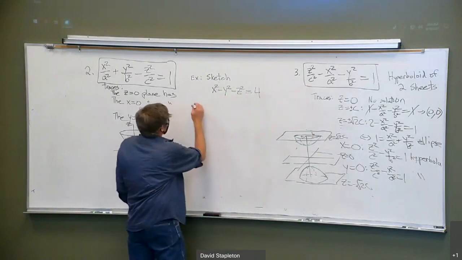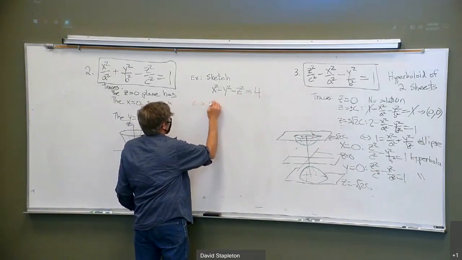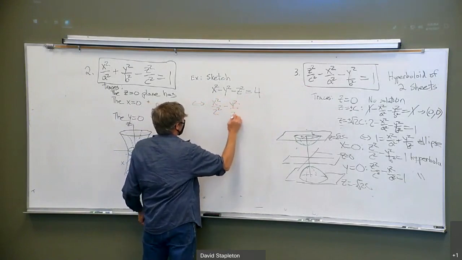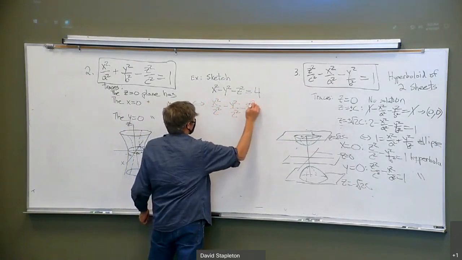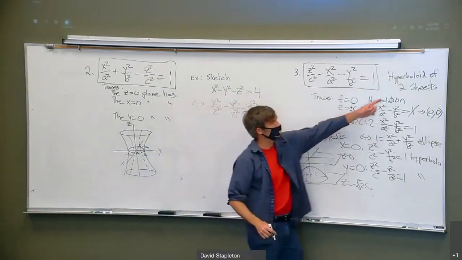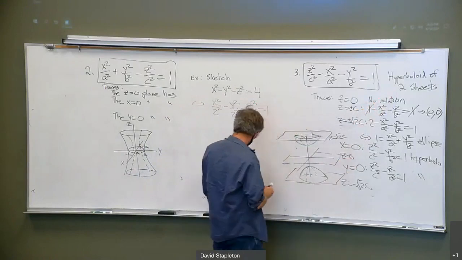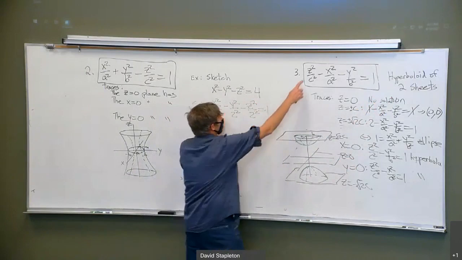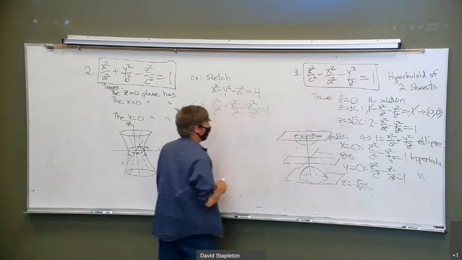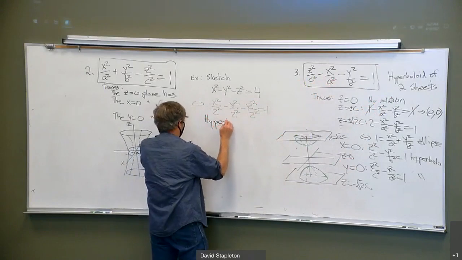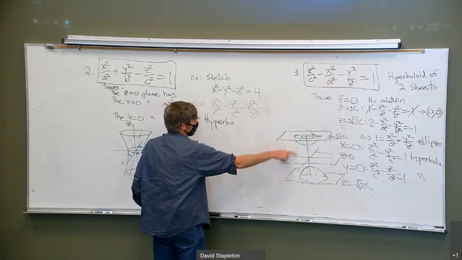I'm going to divide it through by 4 and rewrite this as x squared over 2 squared minus y squared over 2 squared minus z squared over 2 squared equals 1. And I recognize a hyperboloid of 2 sheets. Except, wait a minute, x is first and y and z are second. That's not a problem. The idea is, that's the standard equation to see it drawn like that.